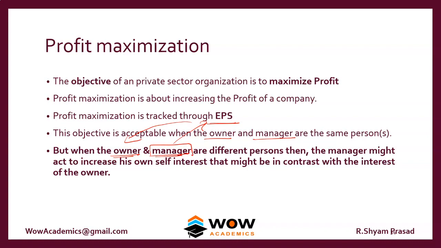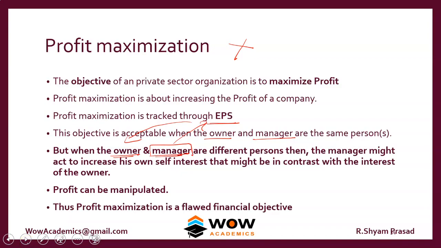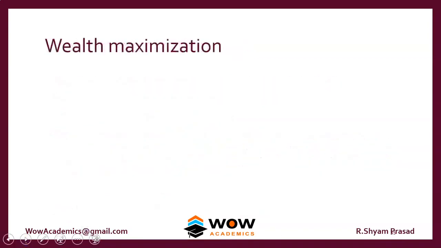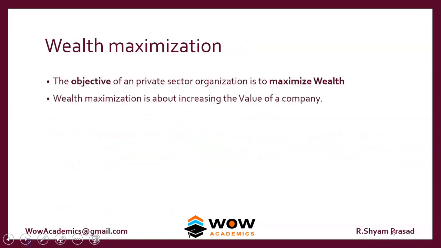So profit maximization is not a good idea at a corporate level. So profits can be manipulated. So profit maximization is not such a good method to track shareholders' wealth. Thus, profit maximization is a flawed financial objective. So we'll move on to wealth maximization.